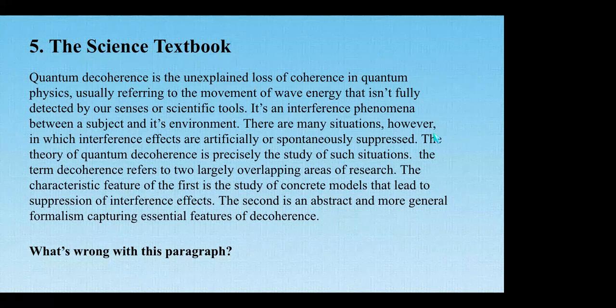Anyway, so this is what we call the science textbook. Quantum decoherence is the unexplained loss of coherence in quantum physics, usually referring to the movement of wave energy that isn't fully detected by our senses or scientific tools. It's an interference phenomena between a subject and its environment. There are many situations, however, in which interference effects are artificially or spontaneously suppressed. The theory of quantum decoherence is precisely the study of such situations. The term decoherence refers to two largely overlapping areas of research. The characteristic feature of the first is a study of concrete models that lead to suppression of interference effects. The second is an abstract and more general formalism capturing essential features of decoherence.